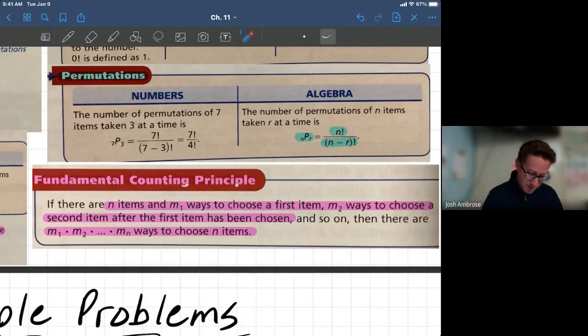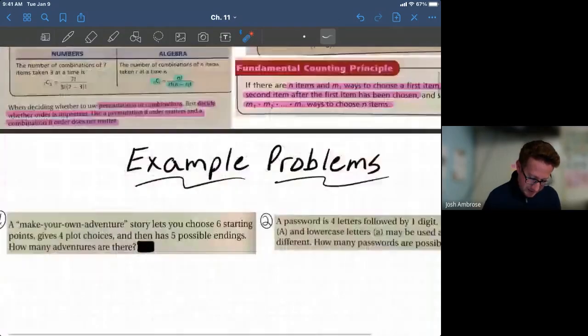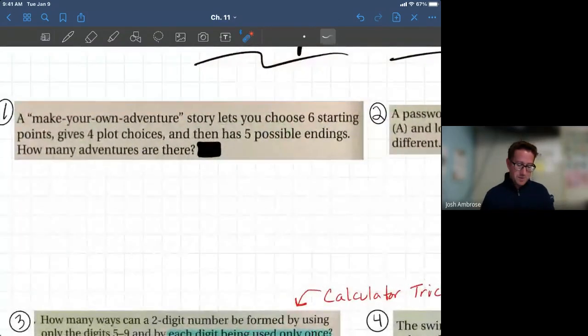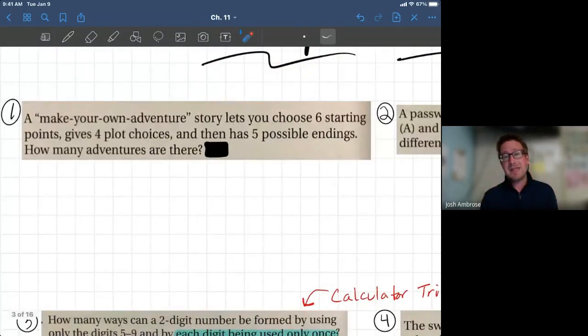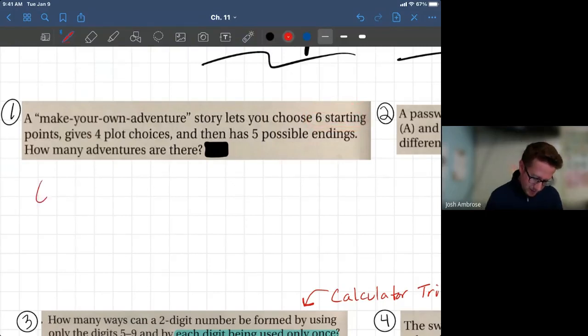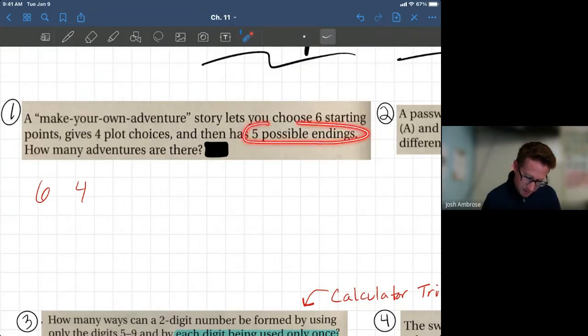Okay, so enough talking. Let's get into the example problems here. The first one is an example dealing with the fundamental counting principle. We have a make-your-own adventure story, and you have all of the possible choices that you get. So you have 6 starting points, so we're going to write 6. Then you have 4 plot choices, so we're going to write 4. Then you have 5 possible endings, so we're going to write 5.